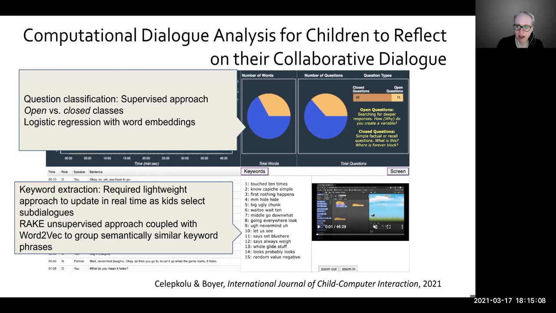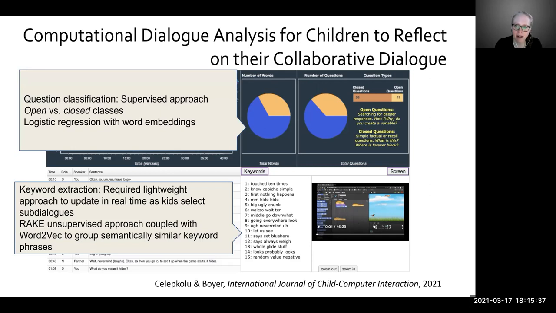And then based on that excerpt from their collaboration, we did keyword extraction, and it had to be a really lightweight approach because we wanted these keywords to update in real time as the kids selected different regions of the screen. So Mehmet used the RAKE unsupervised keyword identification approach, and then it found too many semantically redundant keyword phrases. So he used a word2vec model to reduce that redundancy and group the semantically similar keyword phrases.